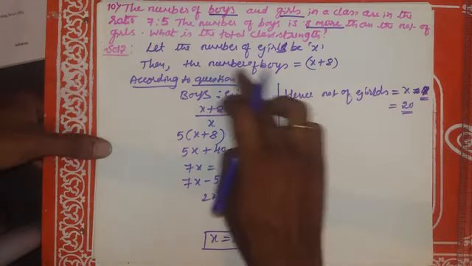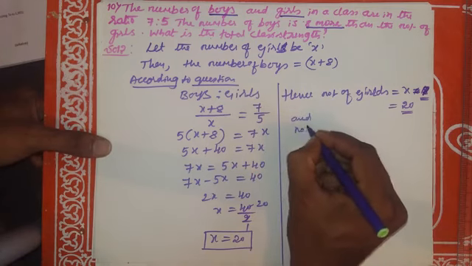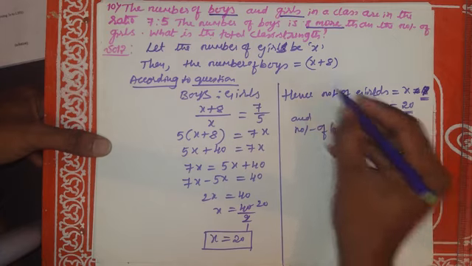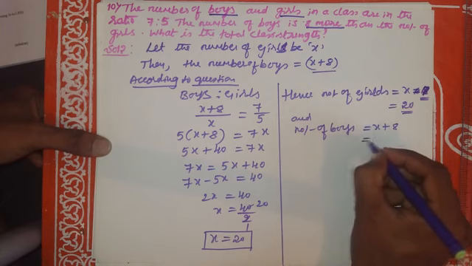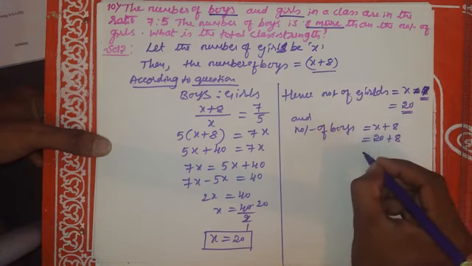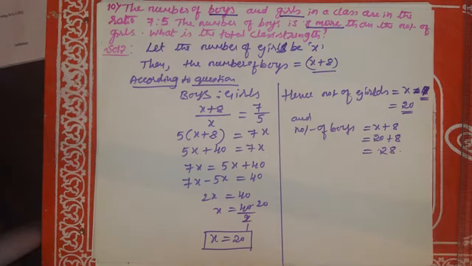Now we need to find the number of boys. Number of boys is equal to x plus 8, where x is equal to 20. Put this value: 20 plus 8, which is equal to 28. Still it is not completed, is it?